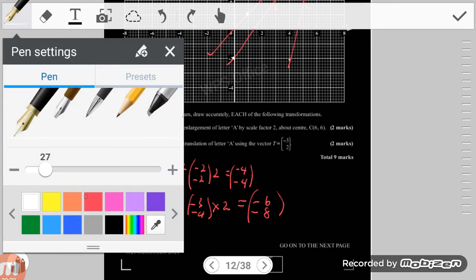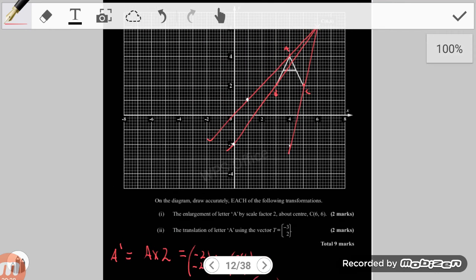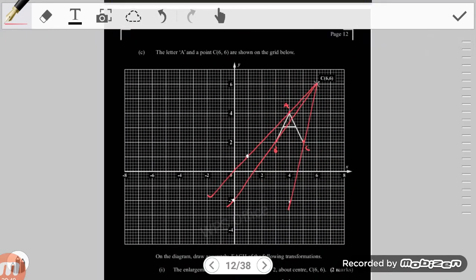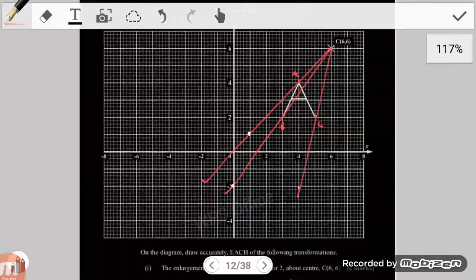So my C prime is going to be equal to the position of C times 2. And the position of C was negative 1, was that negative 1, 4? Was that the case? Let's double check. Negative 1, 4, 1, 2, 3, 4. That's correct. Negative 1, negative 4. And that's going to be multiplied by 2, which works out to be negative 2, negative 8. That's the position of my C prime here.